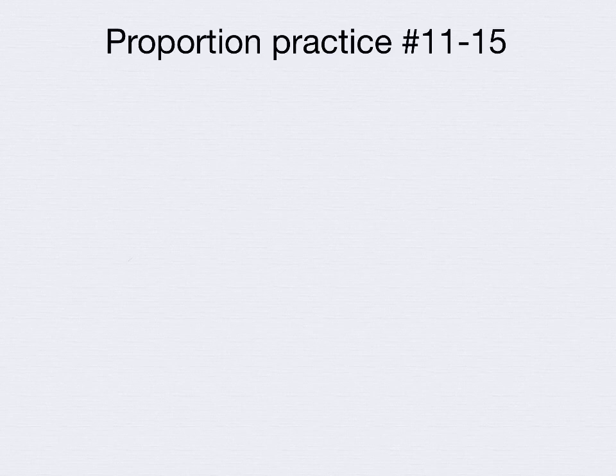This proportion video will cover week 6, numbers 11 to 15 in your booklet. Number 11 states, on an architect's blueprint, 1 inch corresponds to 12 feet. If the exterior wall is 68 feet long, find how long the blueprint measurements should be. Write the answer as a mixed number if necessary.